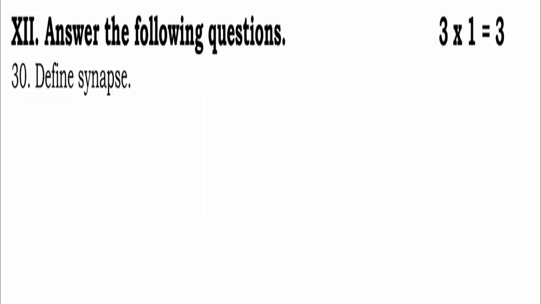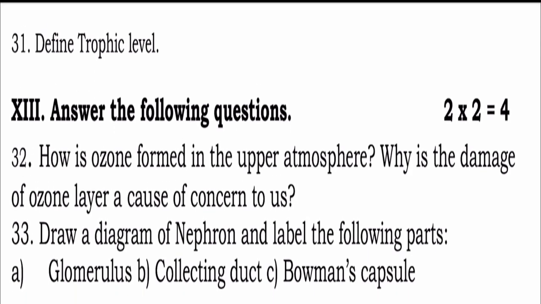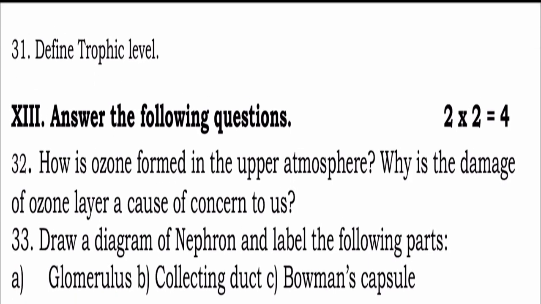Next question, define synapse. A synapse is a junction between two nerve cells where communication occurs, which means it helps in transferring information within the nervous system. Okay, question number 31. Define trophic level. A trophic level refers to each step in a food chain or food web, representing the position of an organism occupying a sequence in energy transfer.